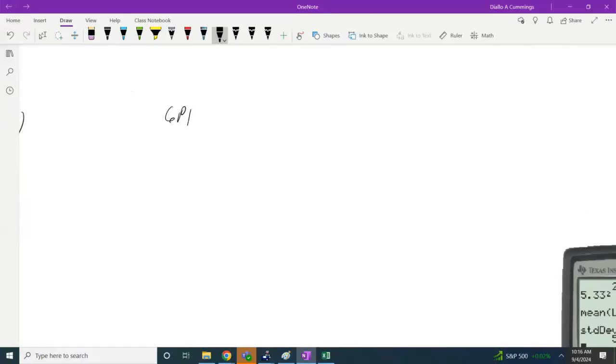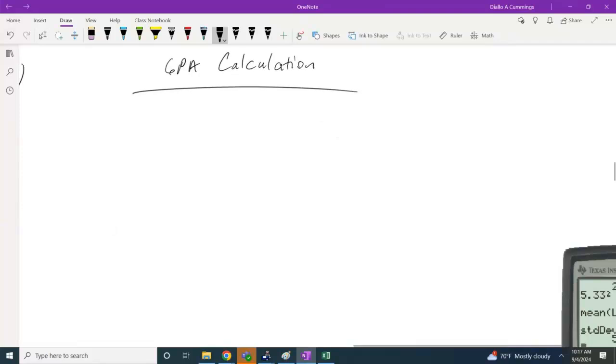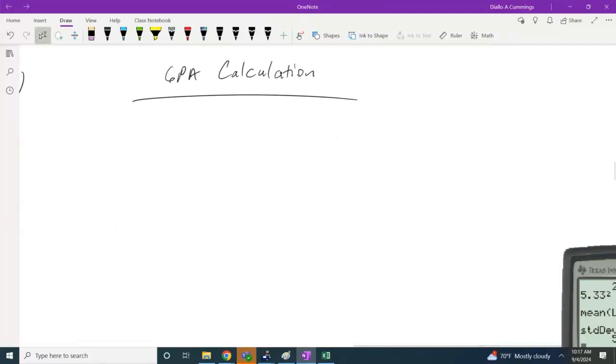We're going to take a look at a GPA calculation. This is something I just made up, as far as the grades are concerned. This is not actually on the handouts, but I would feel like I'm not a good statistics teacher if I did not show you how to calculate a GPA.